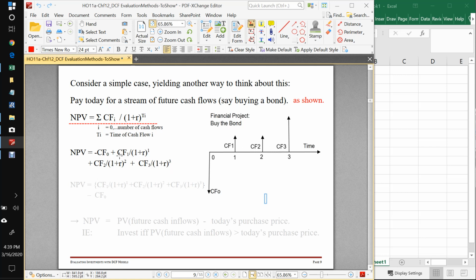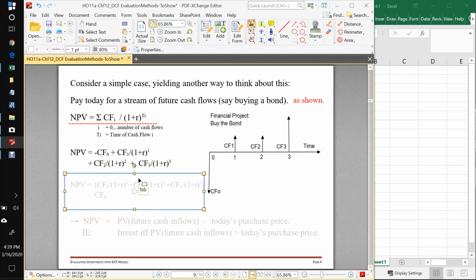Okay, and then we take future cash flow 1, discount it back to its equivalent at t equals 0. Same thing with cash flow 2, same thing with cash flow 3. Bring them all back to their equivalent at t equals 0. Now everything is on an apples to apples basis.